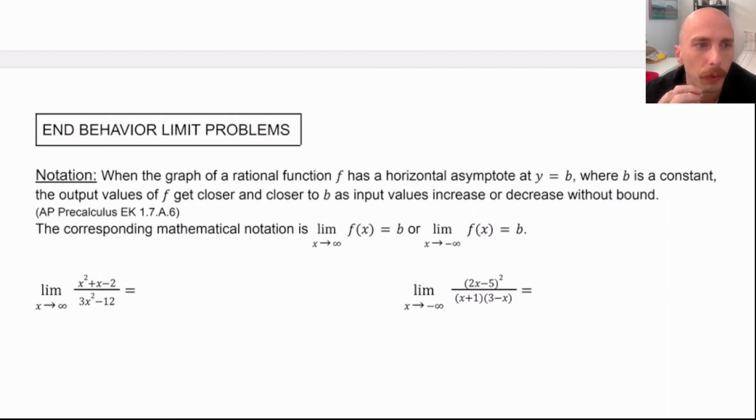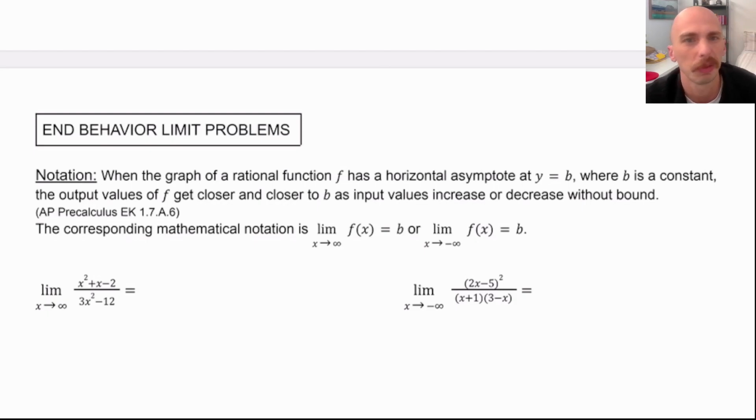So when the graph of a rational function f has a horizontal asymptote at y equals b, the output values of f get closer and closer to b as input values increase or decrease without bound, as x approaches negative infinity or positive infinity. The corresponding mathematical notation is that the limit as x approaches infinity of f of x, or negative infinity, equals b. That's what it means for the limit to equal b. We're seeing more and more decimals stay the same. We're approaching one particular value the bigger x gets.